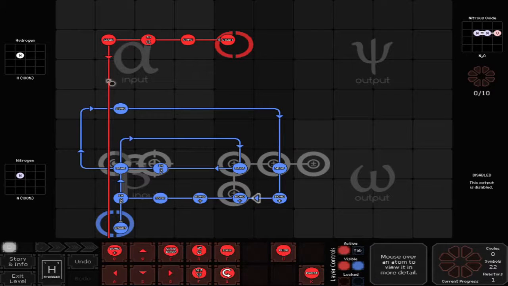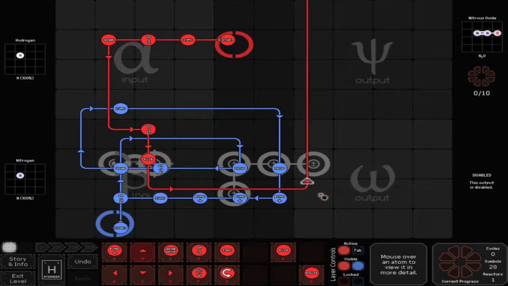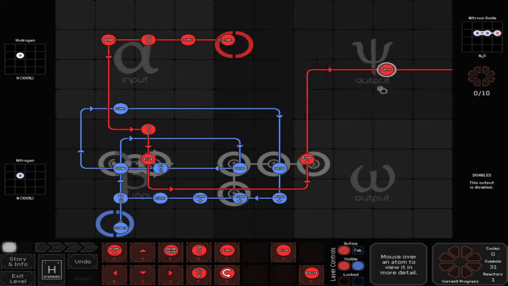Now, red will have call in a 3rd nitrogen, combine it with the hydrogen to make an oxygen, and then forge a single bond to connect the 2, and drag the whole thing up to the output. Again, putting down input commands when I mean drop commands. And there you go, this should work.